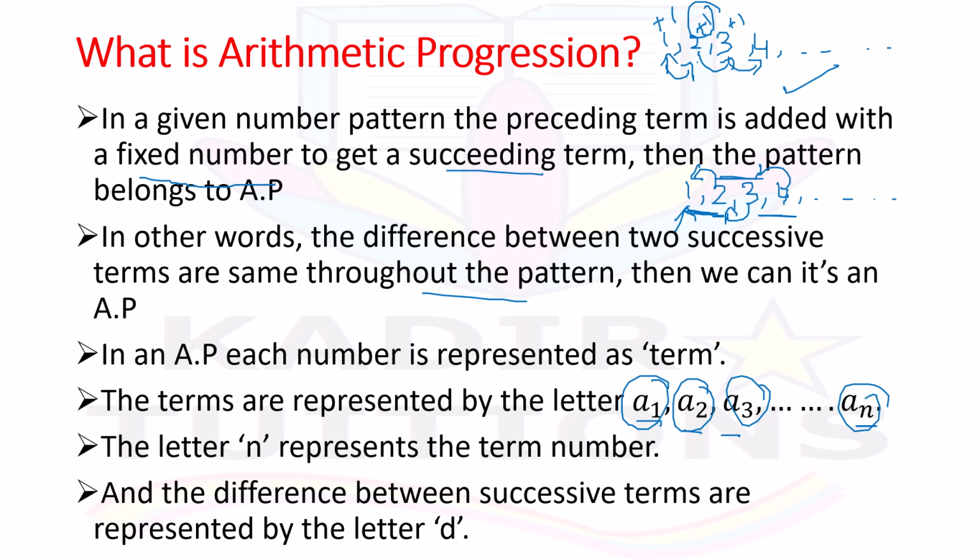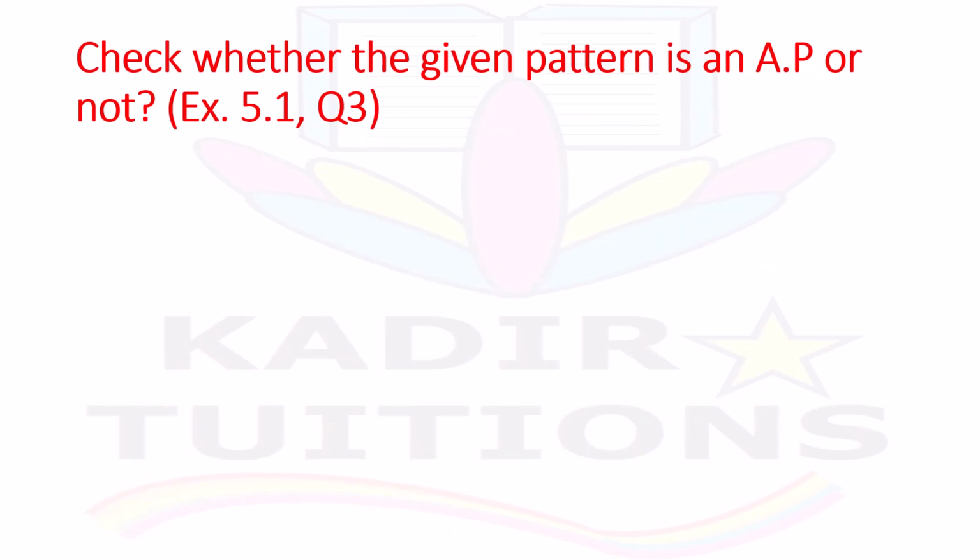And we have seen that successive difference, right? Between two successive numbers, we had one difference. It's what we call the common difference, which can be specified using the letter small d. Now we are going to check some problems, whether each is an AP or not, by using these rules.